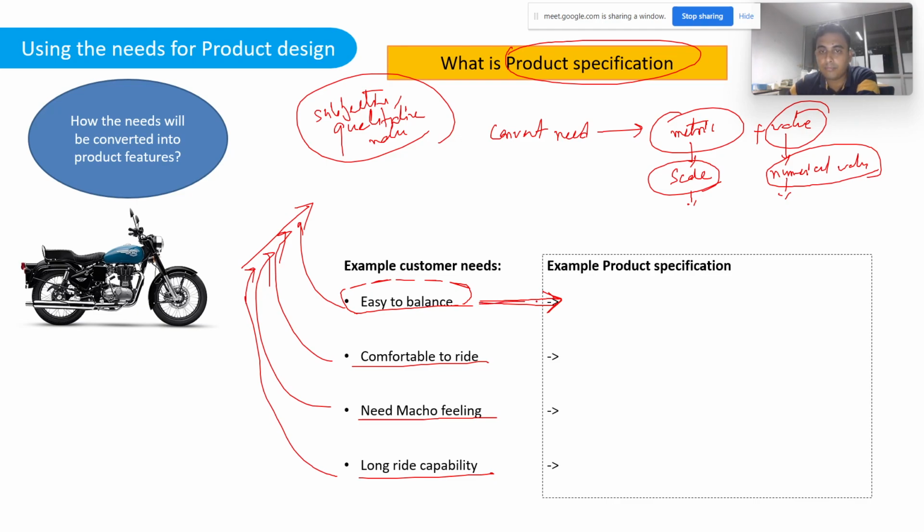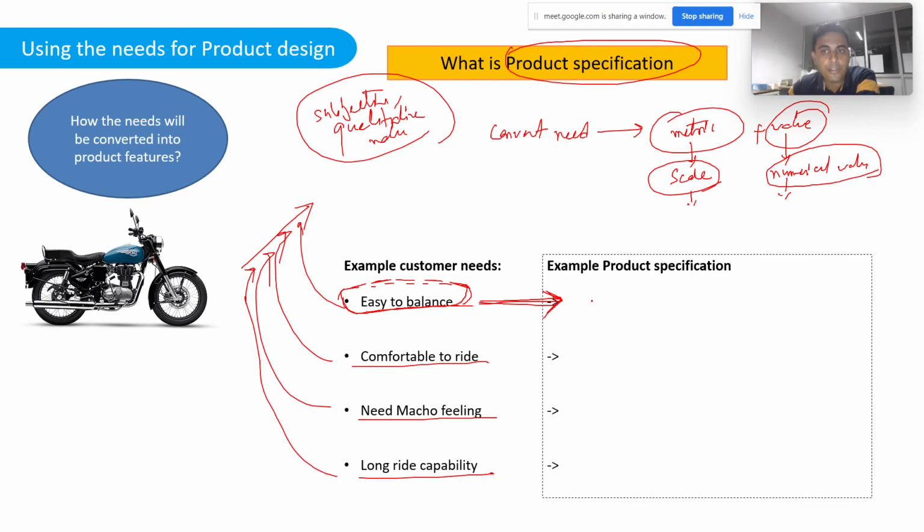Please try. What sort of product specification will you come across when someone says, I want the bike to be easy to balance? Any idea? Himangsu? I guess the width of the wheel can be used. Okay, yeah, you are right.